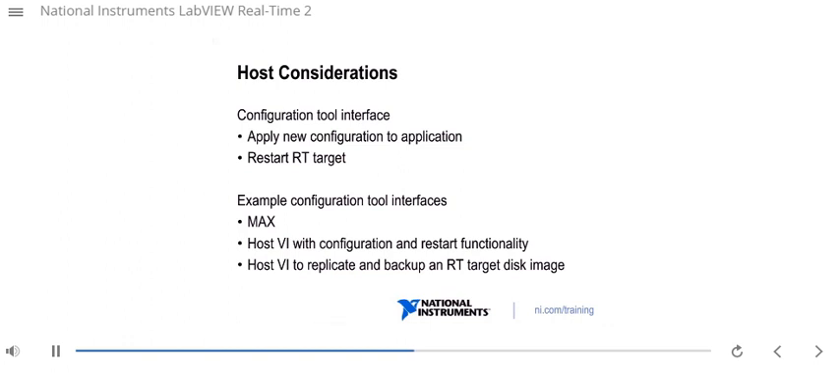We do ship some tools that could be considered as configuration tools. The one you're probably most familiar with is Max. This is a tool that will let you install software to your target, and it will also let you reformat your target, reboot your target. Besides Max, if you wanted to write your own, you could certainly write a host VI with configuration and restart functionality, or perhaps a host VI to replicate and back up an RT target disk image. And we'll actually talk a bit more about replication and deployment functionality in a later lesson as well.